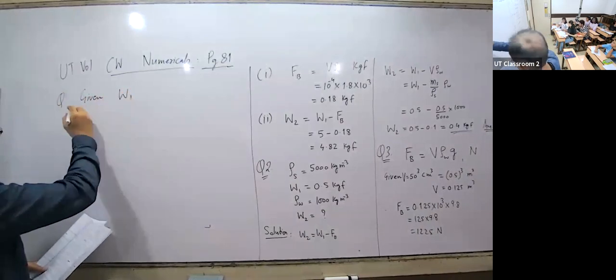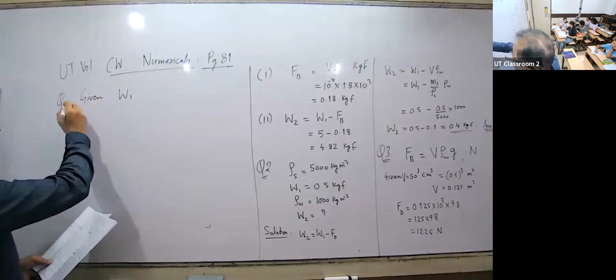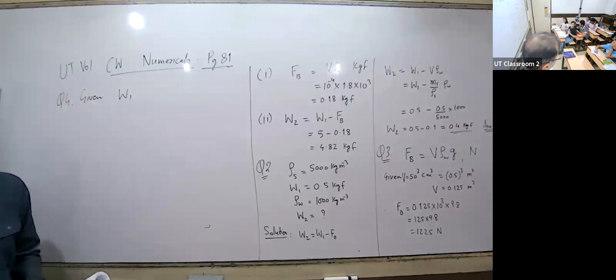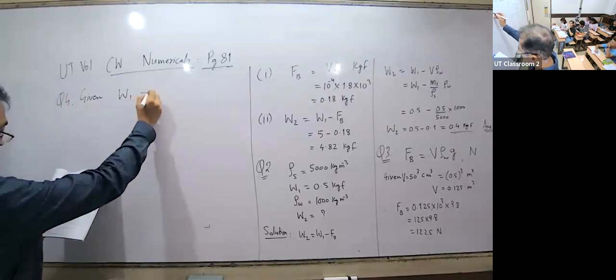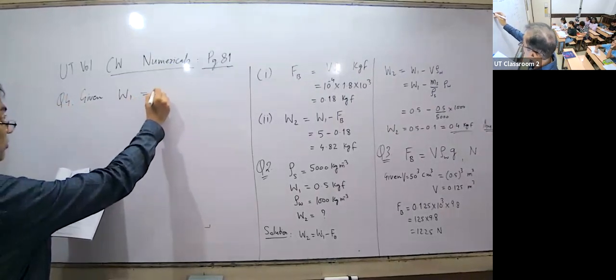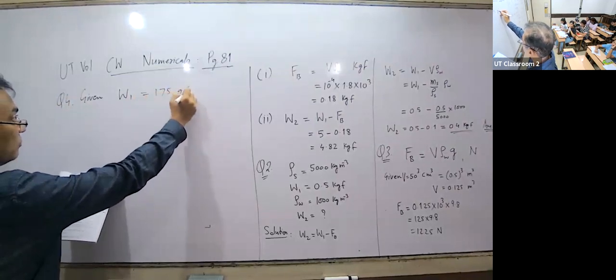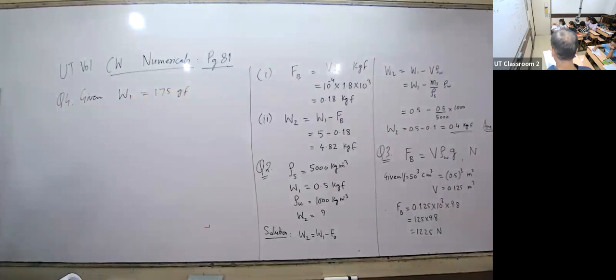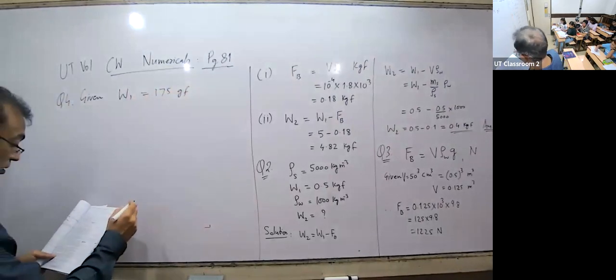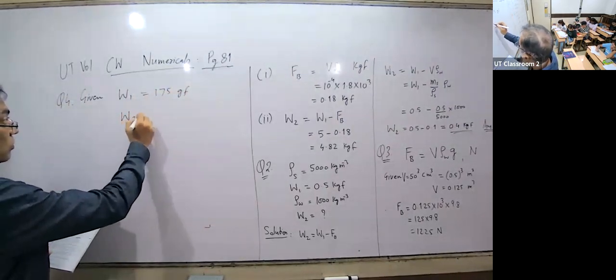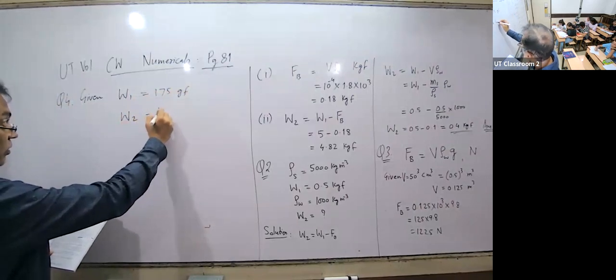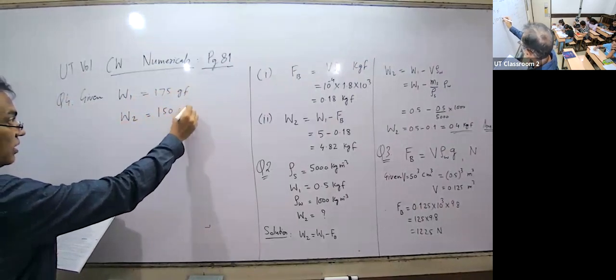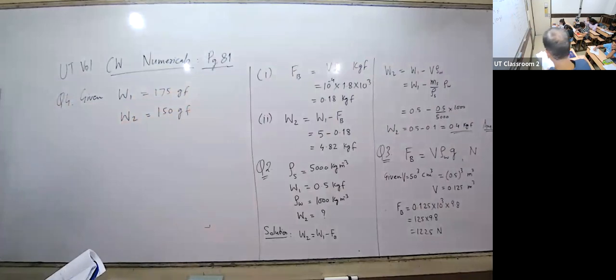W1, right? What is W1? Weight in air. Yeah, so it is 175 gram force. Next, 150 gram force when it is supported in water. So W2 is 150. Obviously, it should have been like that, less than the weight in air.